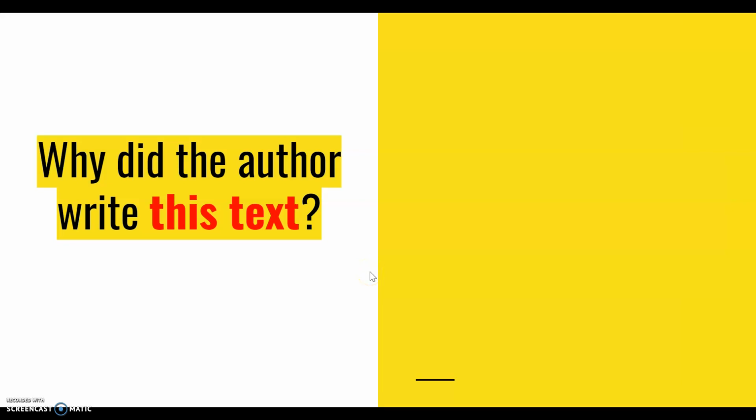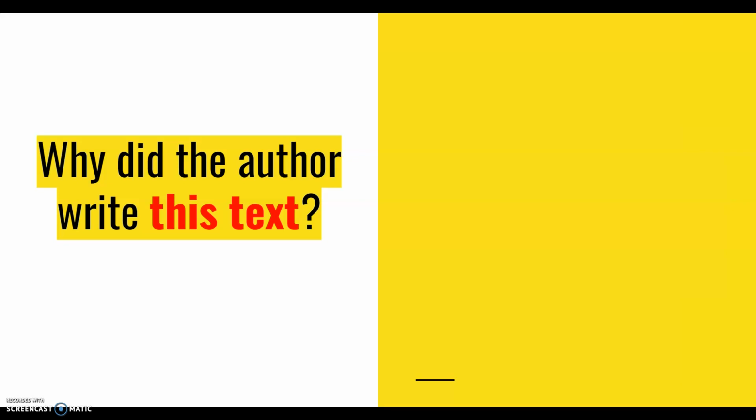So why did the author write this text? Let's do a quick review of strategies you can use to determine an author's purpose for writing a text. In elementary school, you were taught to consider if an author wrote a text to inform the reader about a topic, to persuade or change minds and behavior about a topic, or to entertain.